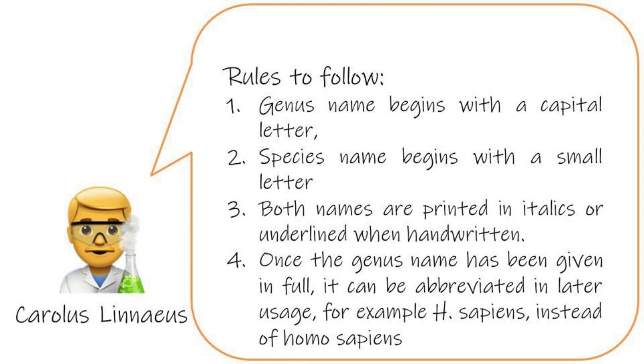2. Species name begins with a small letter. 3. Both names are printed in italics or underlined when handwritten. 4. Once a genus name has been given in full, it can be abbreviated in later usage. For example, H. sapiens instead of Homo sapiens.